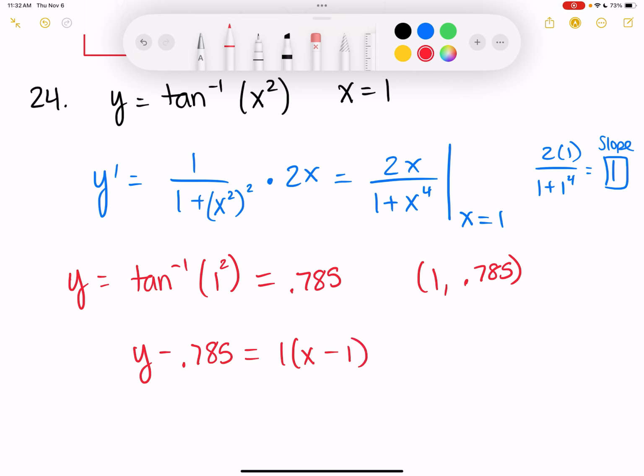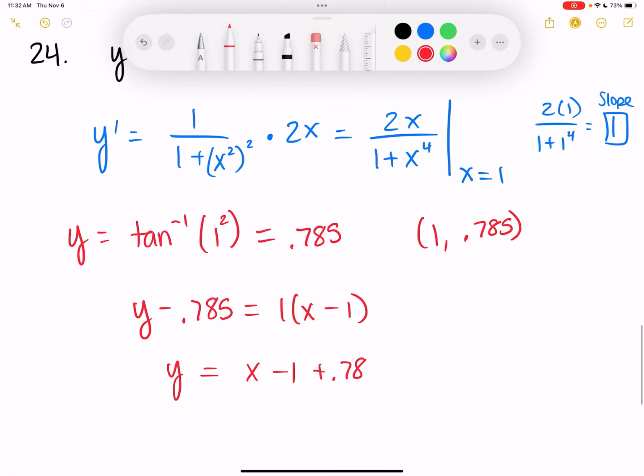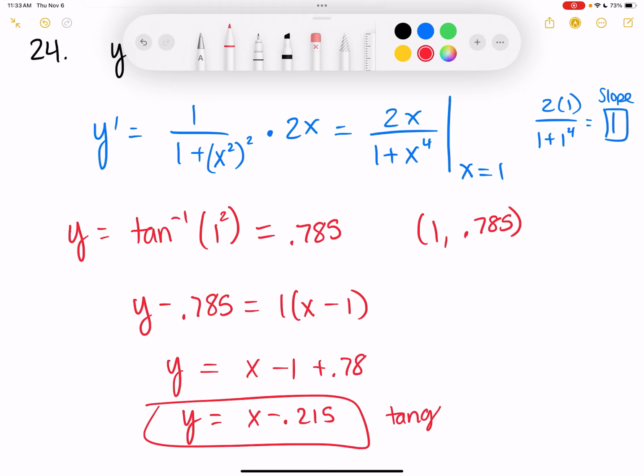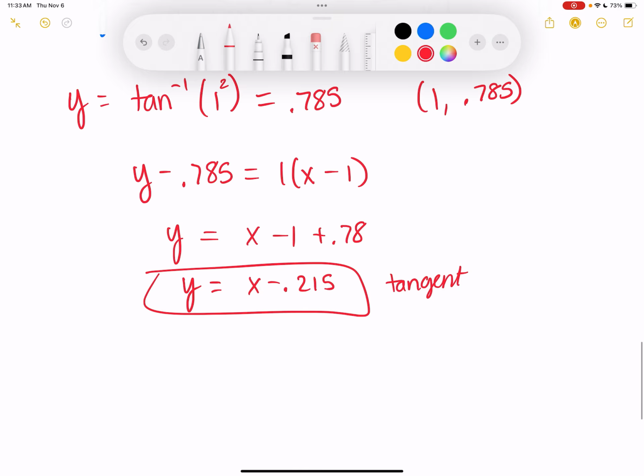And then, as you usually do, you can leave it there or we can move it over. So y equals x minus 1 plus 0.785, which ends up giving us y equals x minus 0.215 for my tangent. So only a few problems with this section: 1, 5, 11, 13, 15, 19, and 25. I think I've tried to hit one of each of the inverse trig derivatives so that you can use it, but I don't know for sure if that quite gets them all.